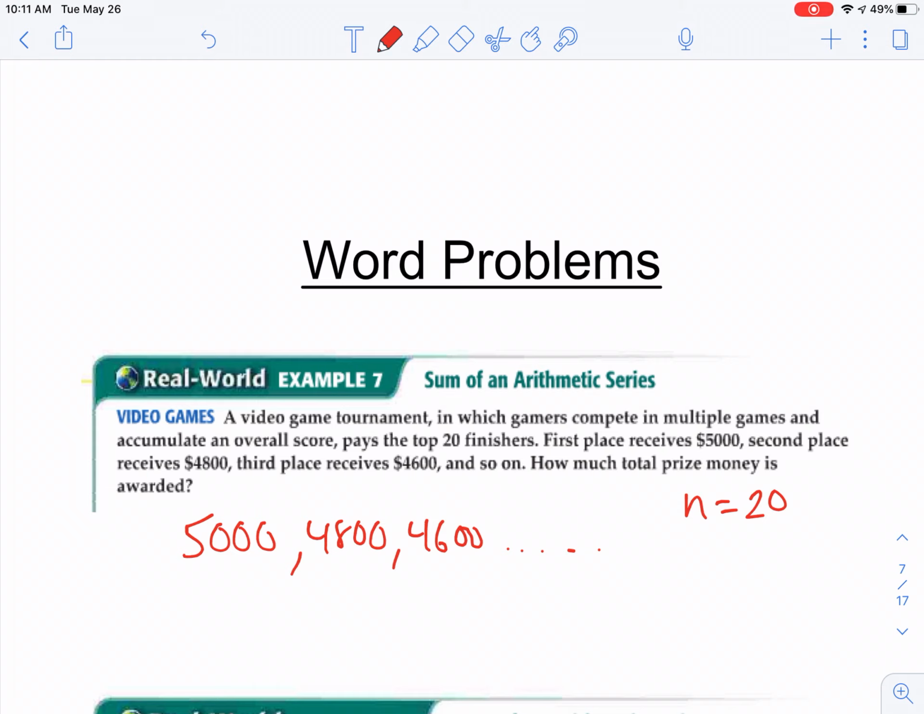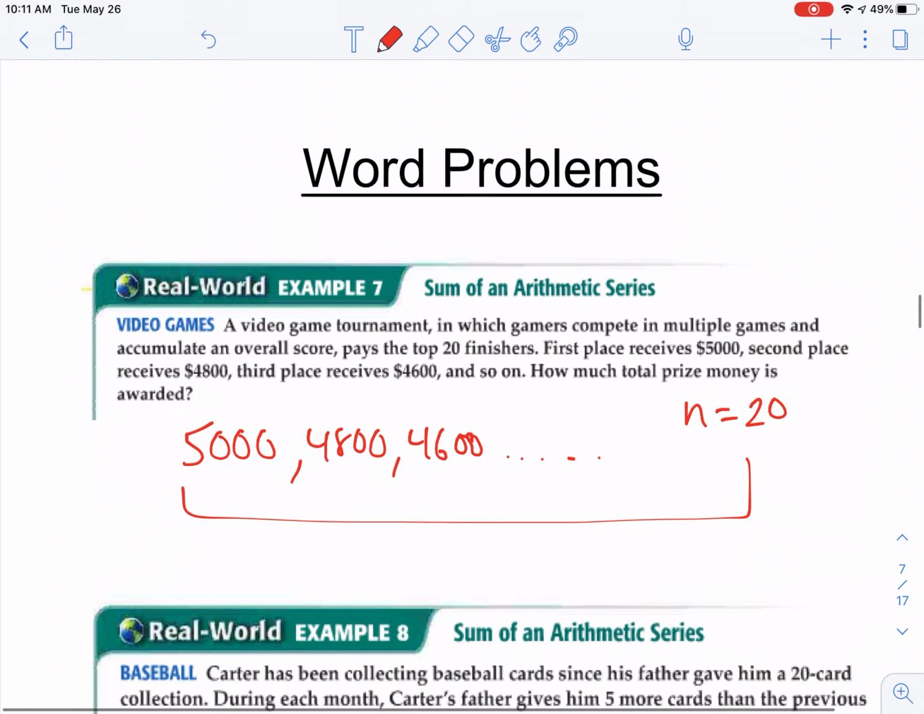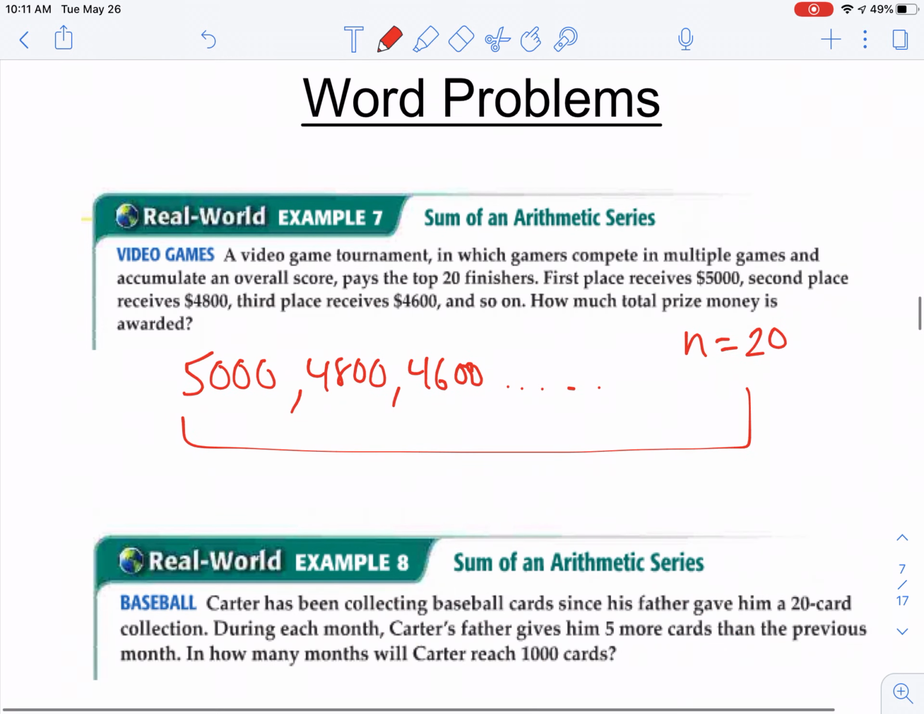How much total prize money is awarded? So essentially what we're doing is finding the sum of this whole sequence up to the 20th prize amount. Now, it would take a long time to actually sit there and count out all 20 prize amounts. We don't want to do that. We want to use a shortcut. So we want to use our SN formula. That's what SN stands for. It stands for the sum. So we're trying to find the sum of all the prize money.